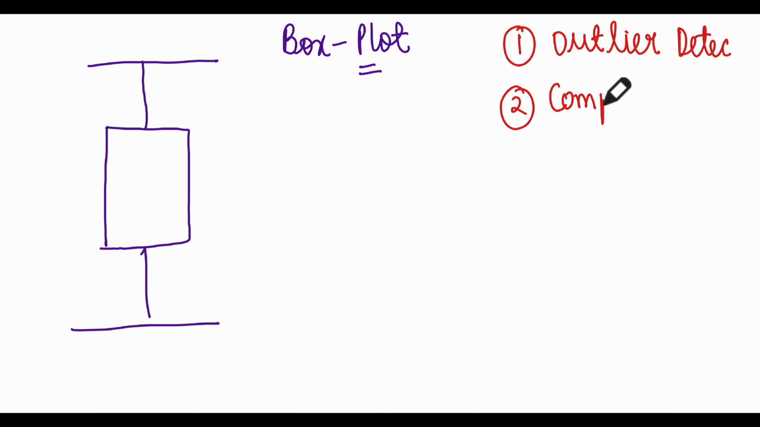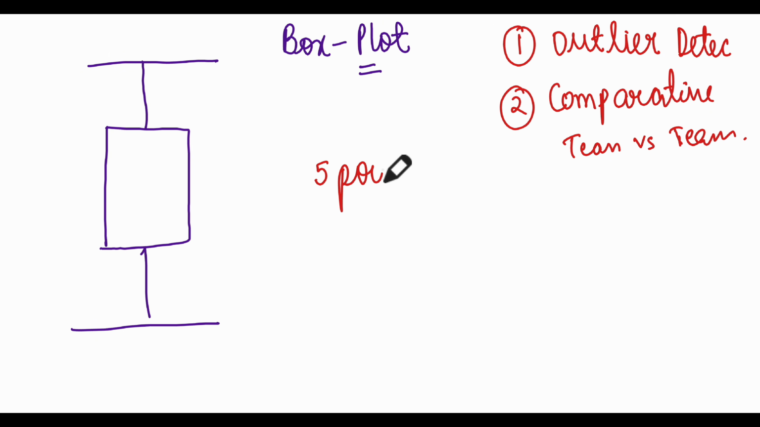What I mean by comparative analysis is, for example, let us say you want to compare the performance of team A versus team B, like who scored how many runs, or how many football goals, or which team had more score, those kinds of things. If you have to compare two or multiple teams, how do you do that? A box plot is used. It is based upon 5 points, which we will need to remember.